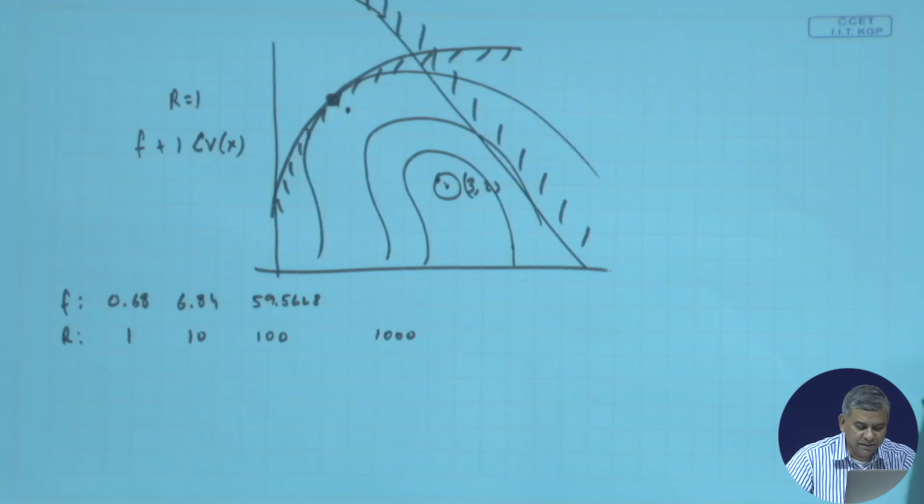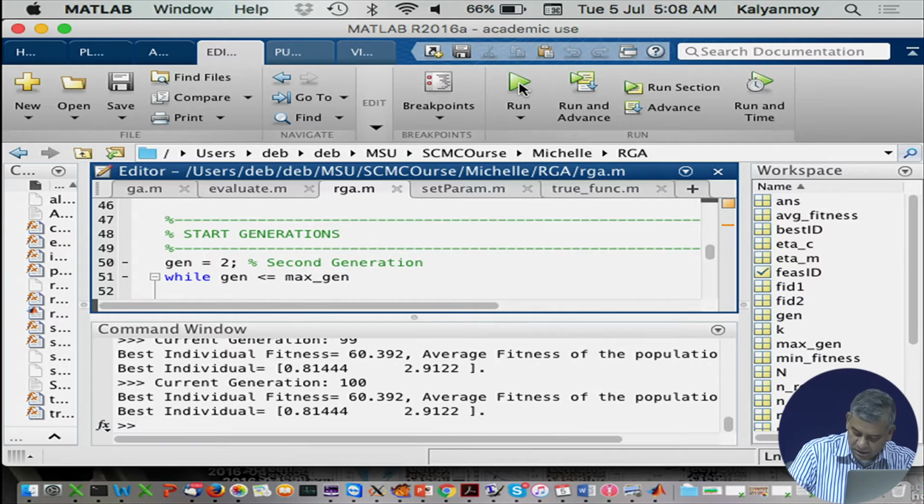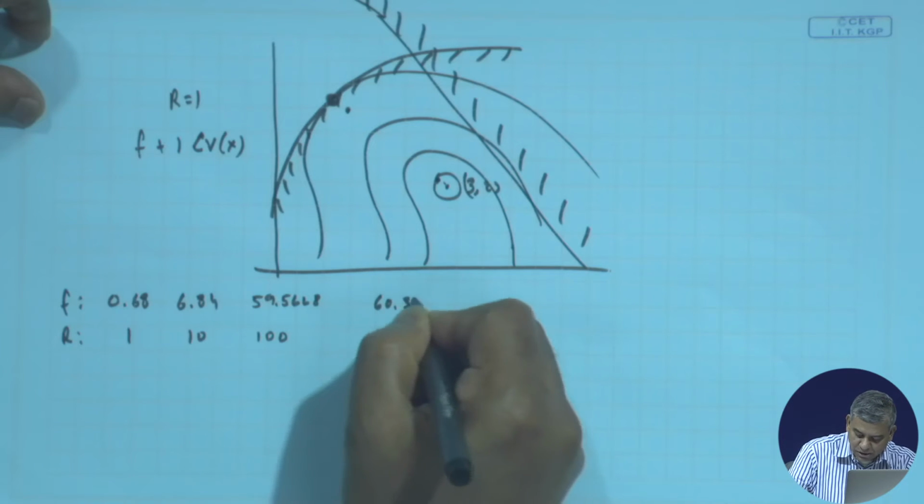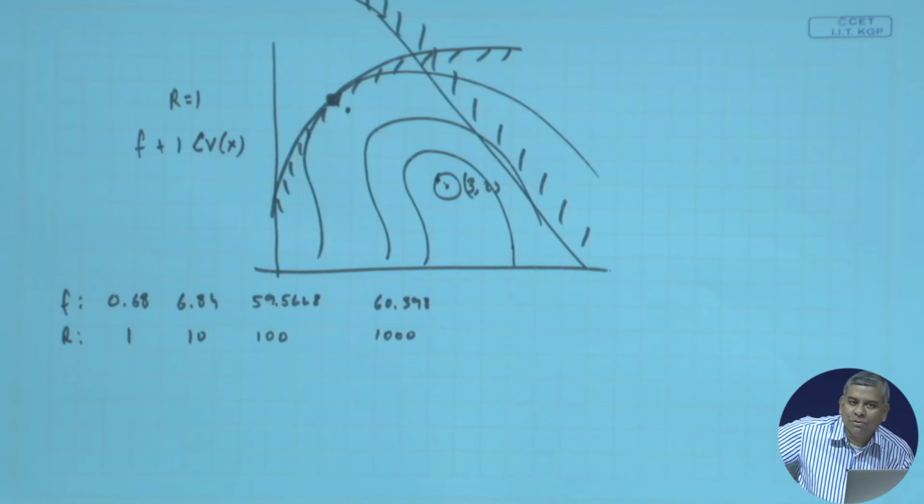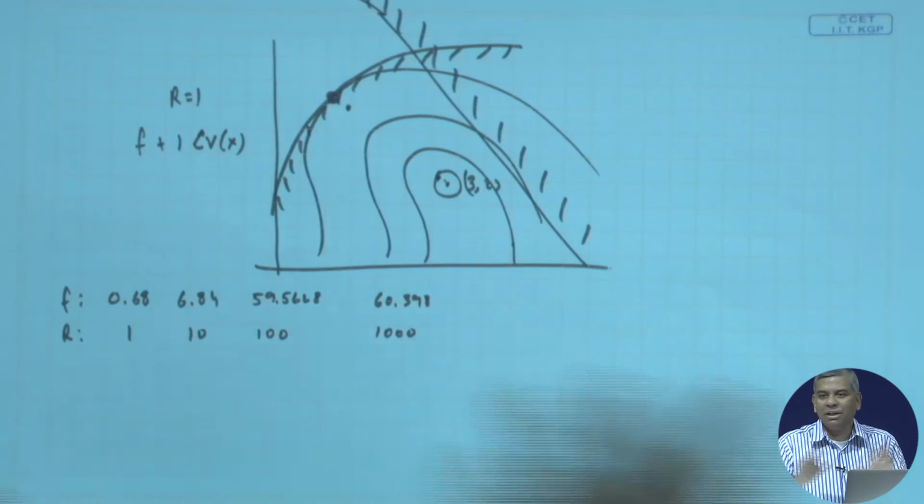And we save it, and we go to rga.m and run. And now we are getting very close to the optima, right? So this is 60.392. Remember, this is what we had when we did the penalty parameterless approach. But that was just one run without any penalty parameter.